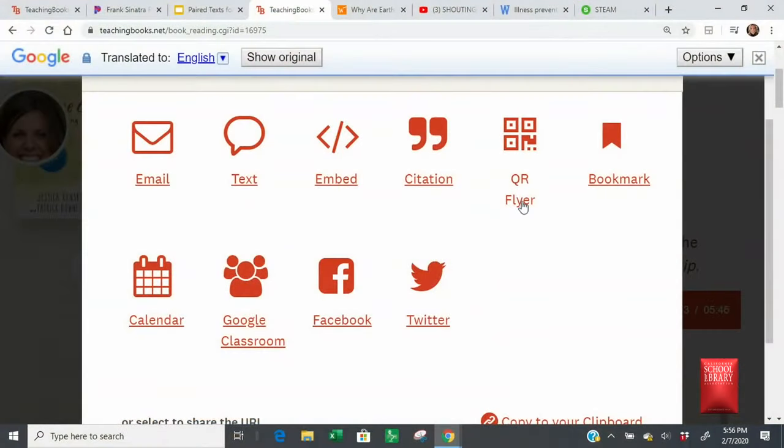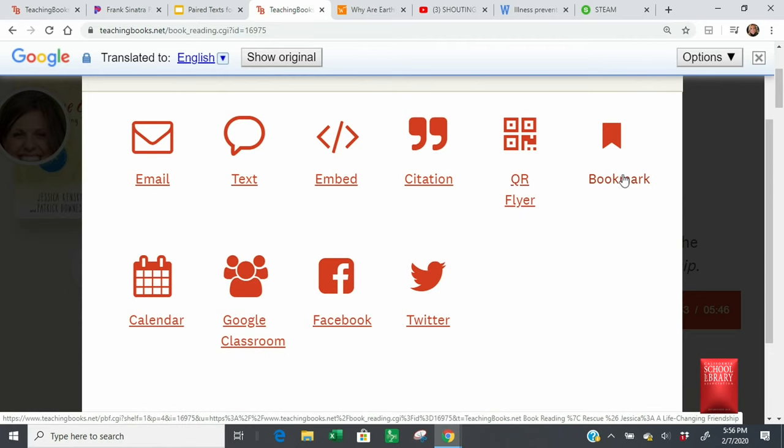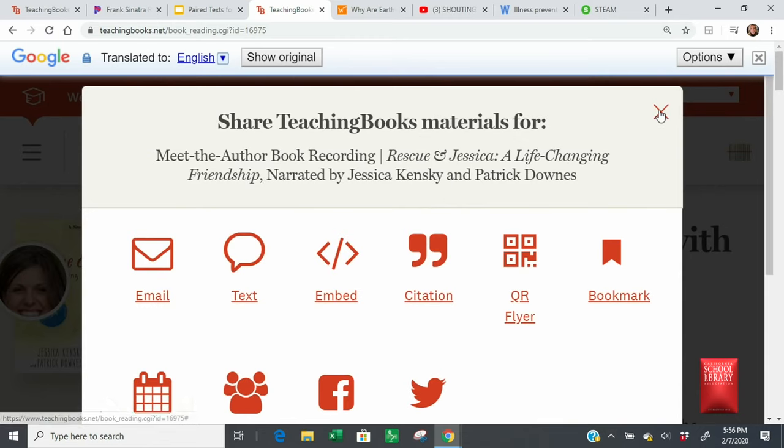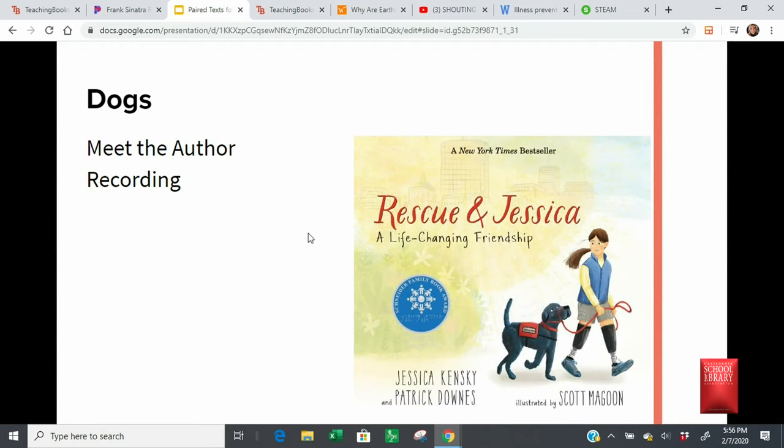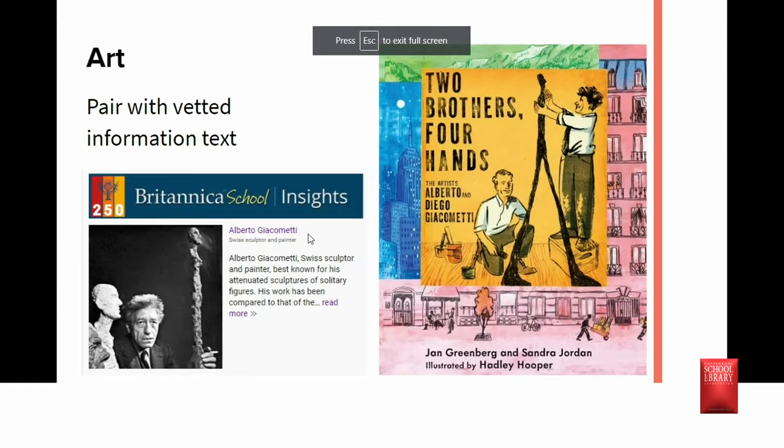Wherever on Teaching Books you see that little share, let me turn it back to English, you see this little red arrow, you can share that page, and you can send an email, or you can make the QR flyer like I did. You can create a bookmarker, put it in the book, you can add it to Google Classroom, all those things, and they don't have to know anything about it. So that's a little bit about Rescue and Jessica, which won the Schneider Family Award.